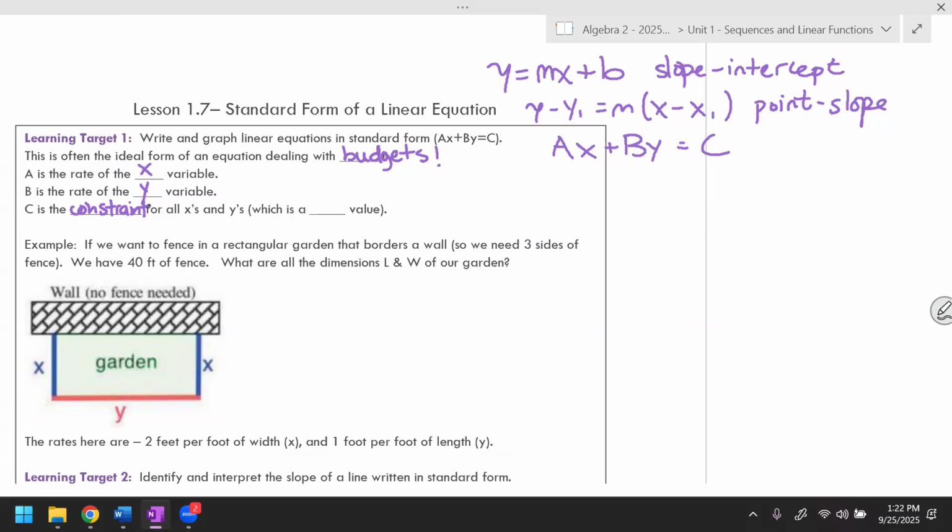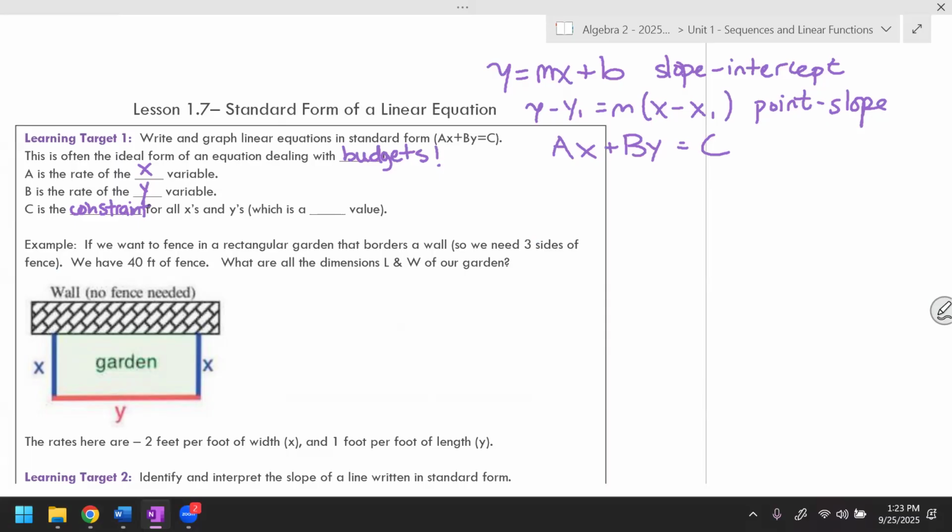We want to fence in this rectangular garden. It borders a wall to the north, okay? And we have 40 feet of fence, right? And the width we'll say is how far away from the wall it is, whereas its length is how far along the wall we go. Can we write an equation in standard form that describes our fence budget? How much fencing do we have to work with?